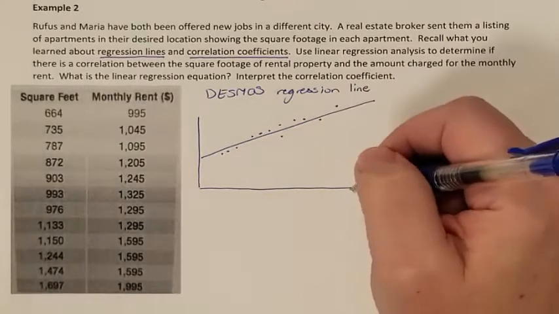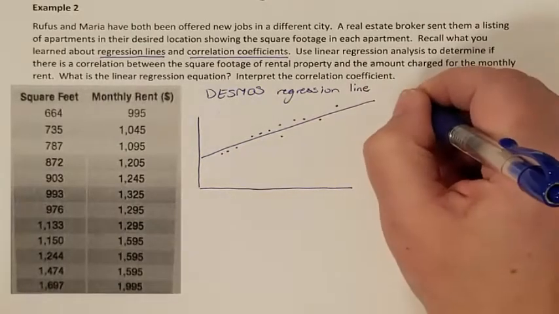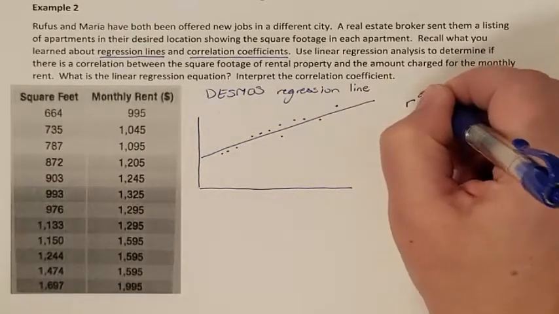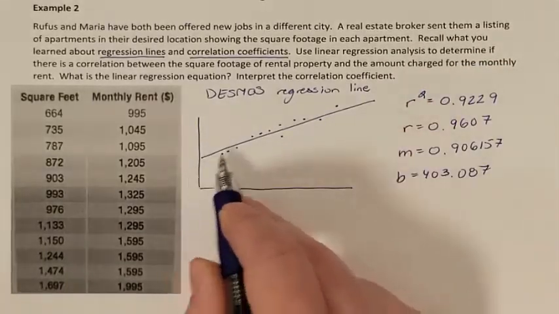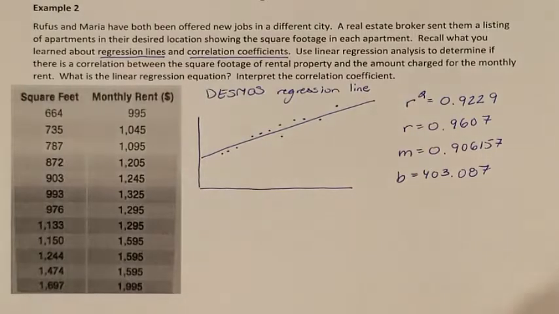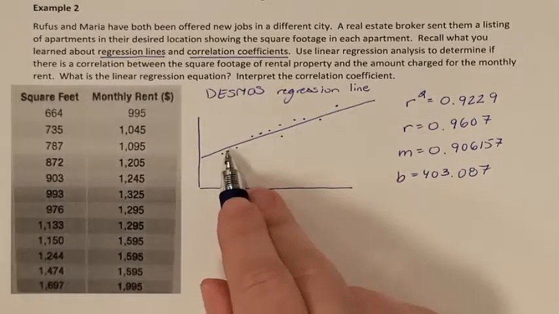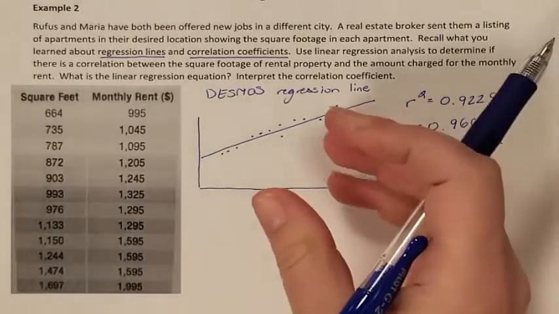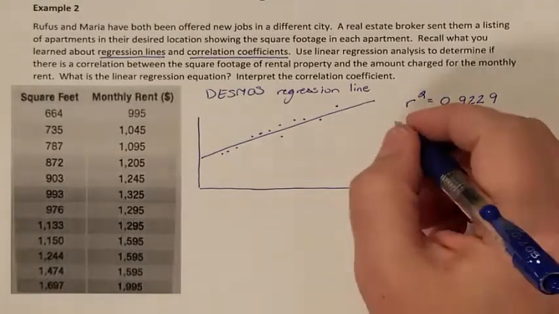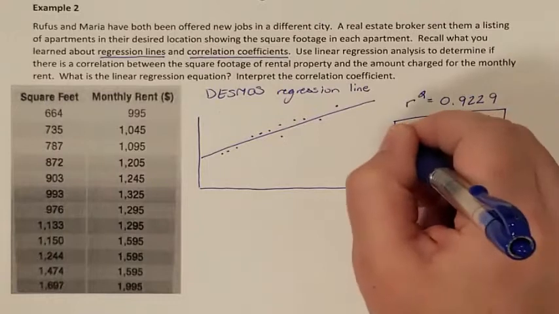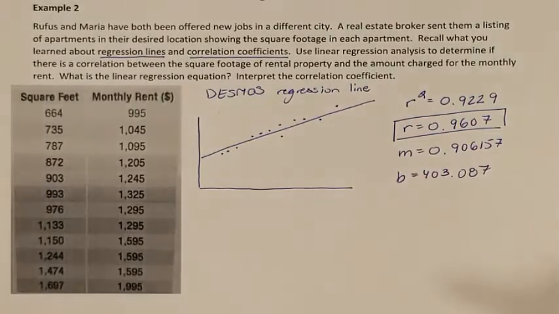There's another way that you can determine this. On Desmos, you noticed you had the values of R squared, R, M, and B. We can visually tell if we have a strong correlation or not. If the dots are going along the line in a very tight cluster, it's a strong correlation. But how strong is that correlation? That is what this R factor tells us.